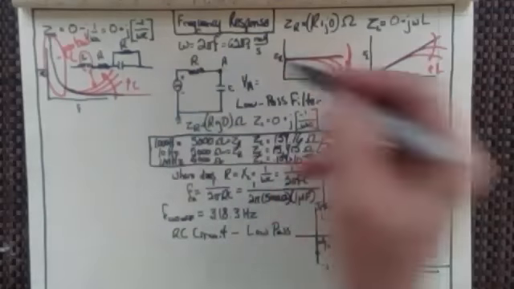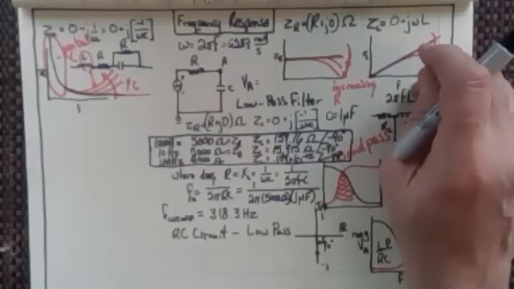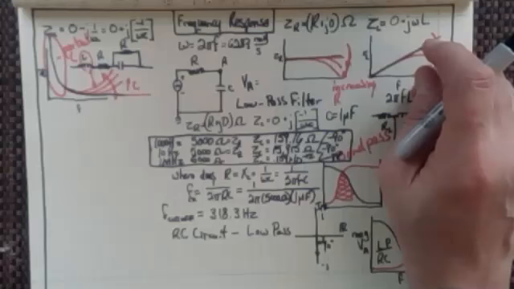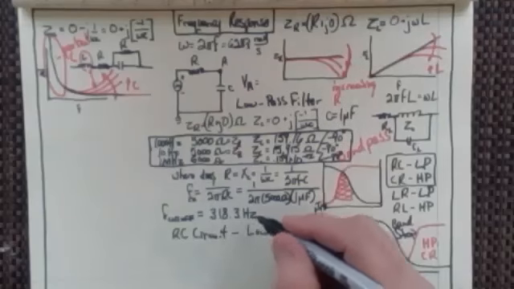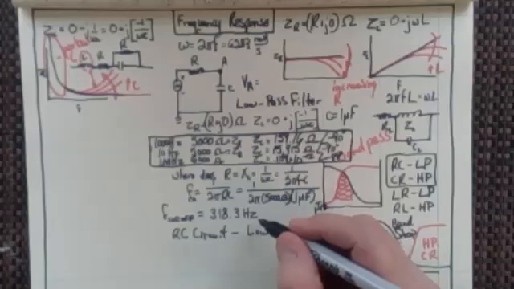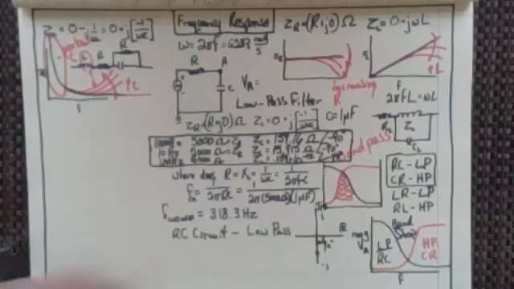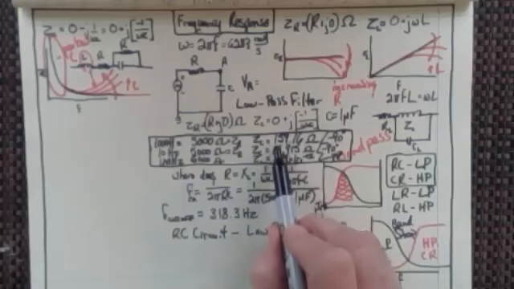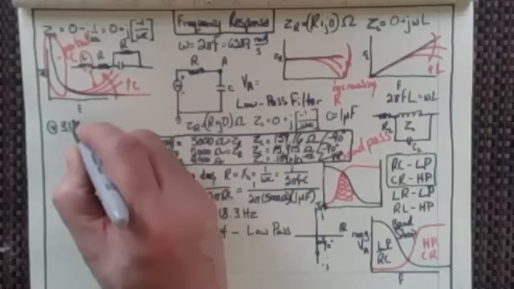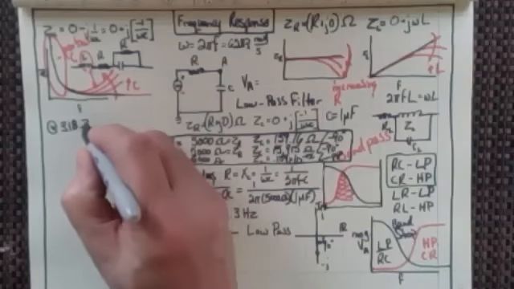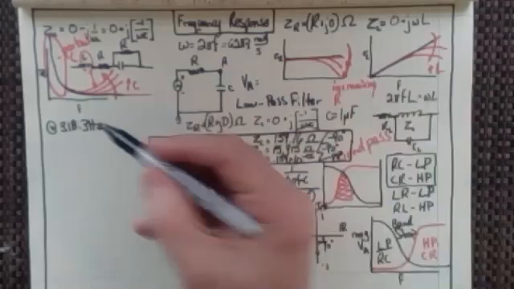Let's look at the actual stuff here though and see what we're really looking at. Looking at a variety of different frequencies to see how these things would change. Now, if we looked at it at 318.3 hertz, we know that Z sub R and Z sub C are both going to be the same.